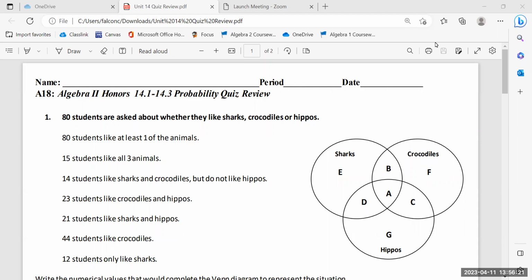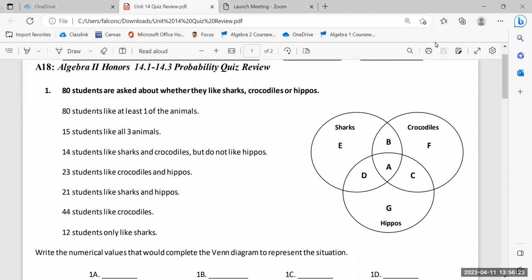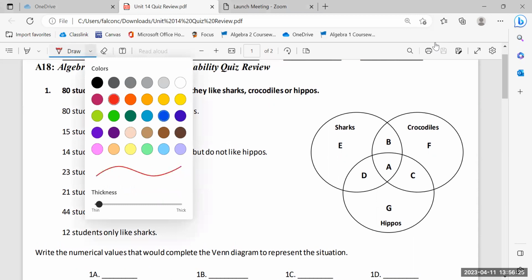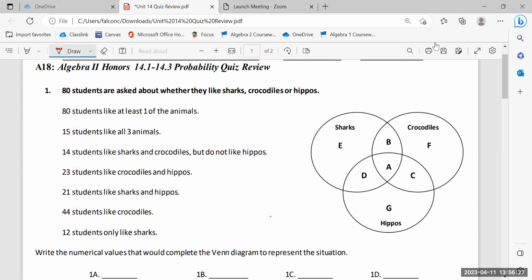Okay, so our first question on our review sheet is wanting us to make a Venn diagram. We're talking about 80 students who are asked whether they like sharks, crocodiles, or hippos. They want us to fill in everything, so they give us a bunch of information.